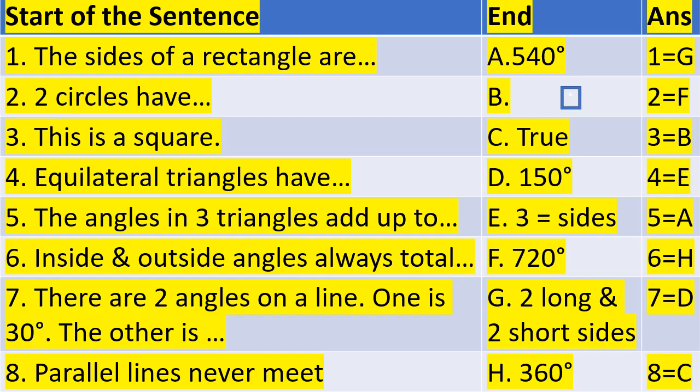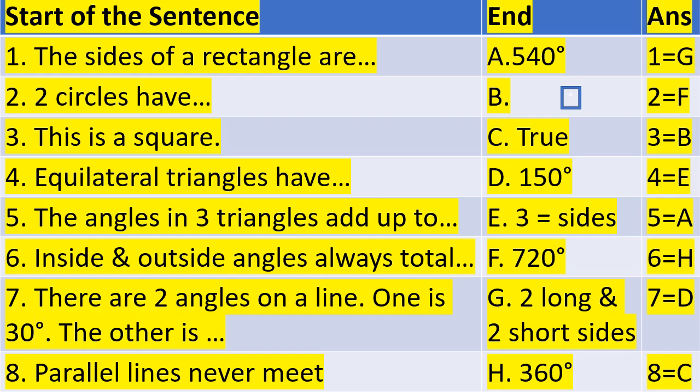Number 4, equilateral triangles have, and the answer is E, 3 equal sides. Number 5, the angles in 3 triangles add up to, and the answer is A, 540 degrees. That's 180 degrees times 3. Number 6, inside and outside angles always total, and the answer is H, 360 degrees.